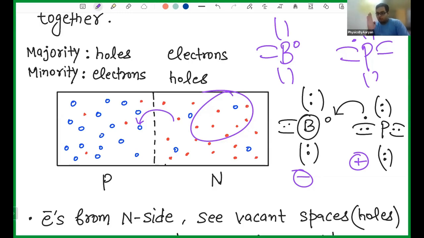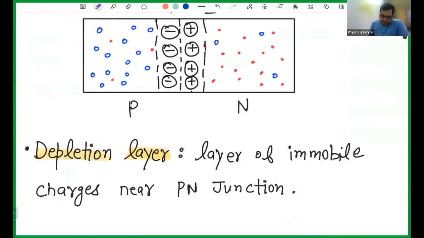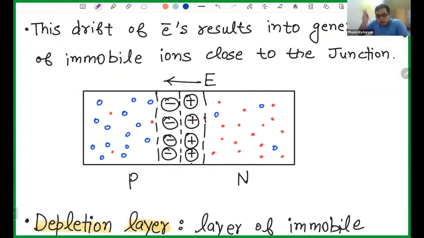Okay. So on the P side, we are getting negative ions. You can clearly see we got negative boron ions, and on the N side, we are getting positive phosphorus ions. Now, if more electrons try to come from one side to the other side, what will happen? These ions will give them repulsion, saying I cannot allow more electrons to come. So then we are in the equilibrium state. Now our PN junction is in the equilibrium state.